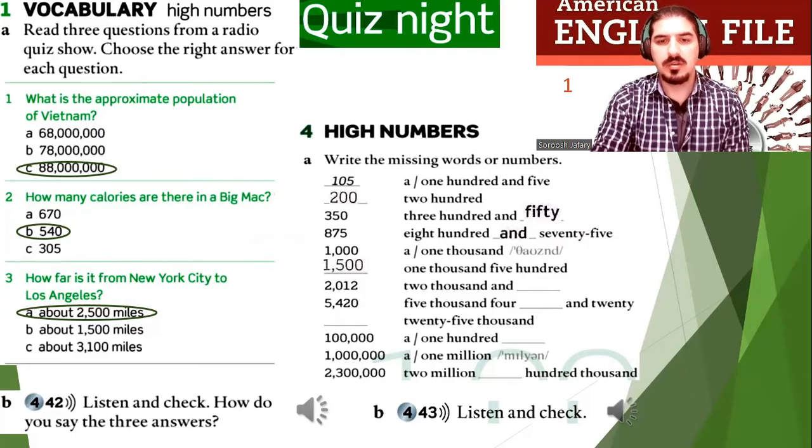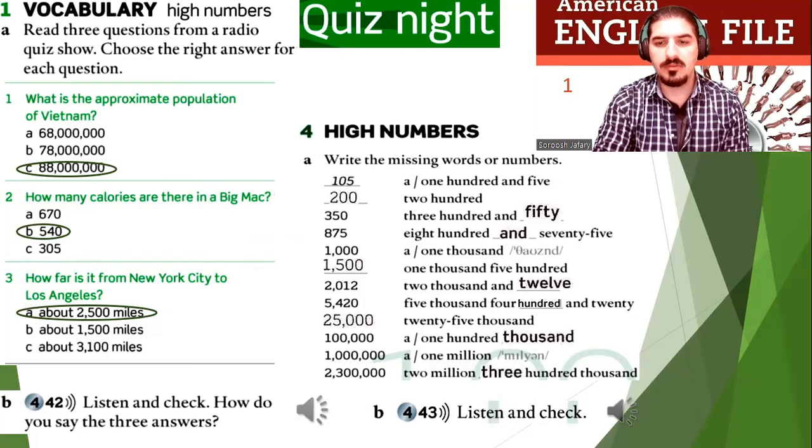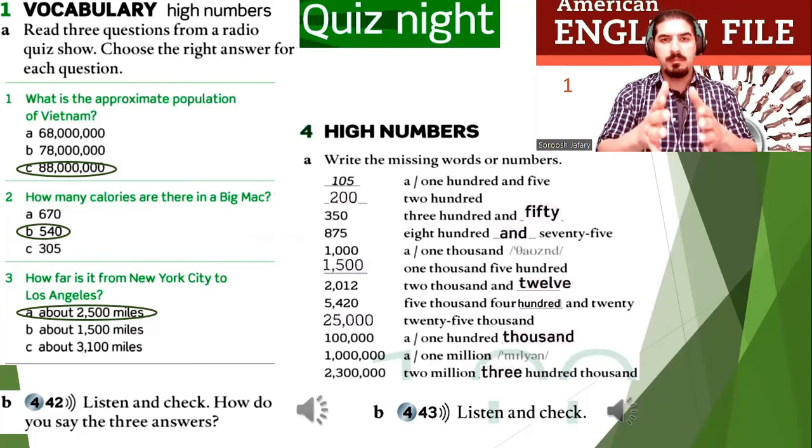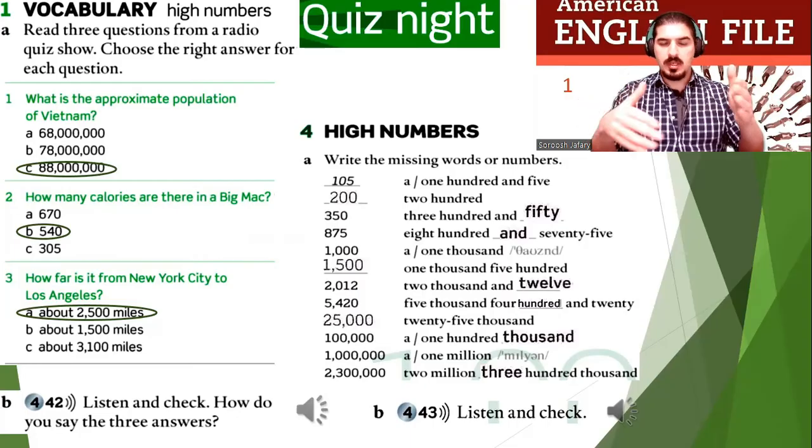1,500. 2,012. 5,420. All right. 25,000. 100,000. 1,000,000. 2,300,000. Good. Easy, right? These are big numbers that you use. High numbers, big numbers. Good.